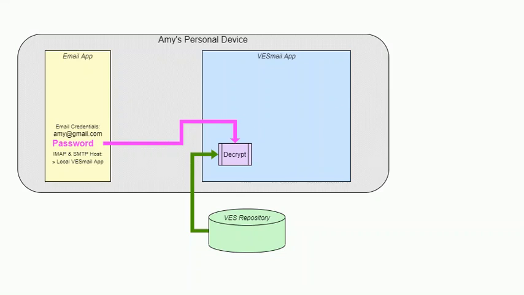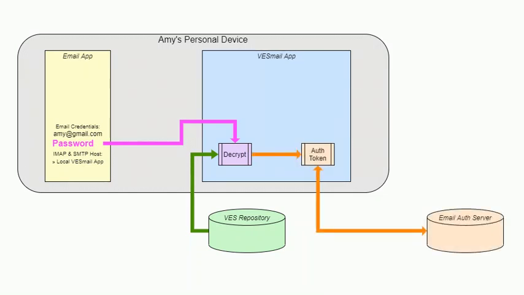The email client sends the password, which is the app key, to the VESmail app, while the VESmail app requests the encrypted information pertaining to amy@gmail.com from the VES repository. The VESmail app then uses the app key to decrypt the email credentials to produce the username, secret token, IMAP host, and SMTP host for amy@gmail.com.